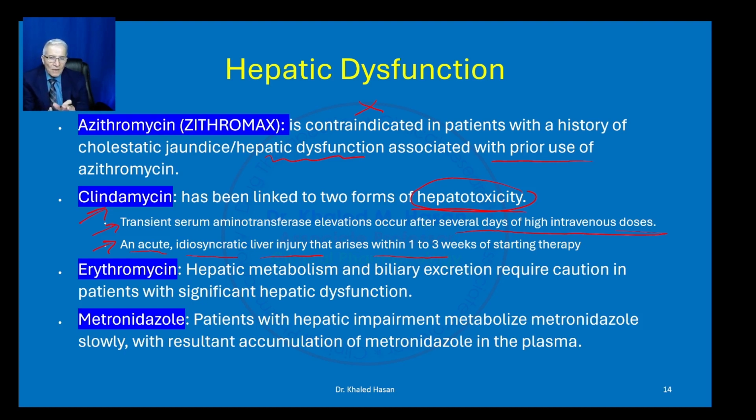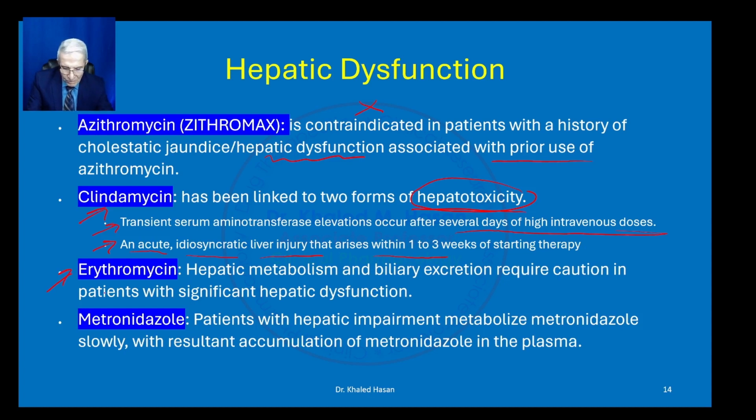So clindamycin may cause two types of hepatotoxicity. The first one is a transient elevated level of liver enzymes during the first several days of treatment, but after 1 to 3 weeks of treatment, clindamycin may cause acute idiosyncratic liver injury. Okay, clindamycin. Moving to the next group of medication, azithromycin.